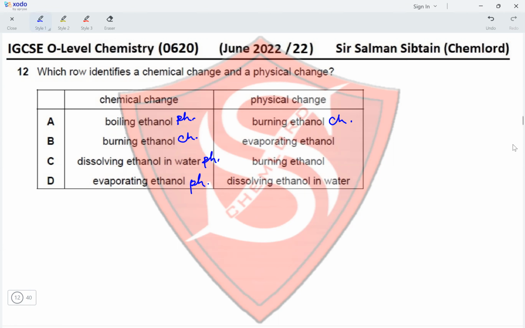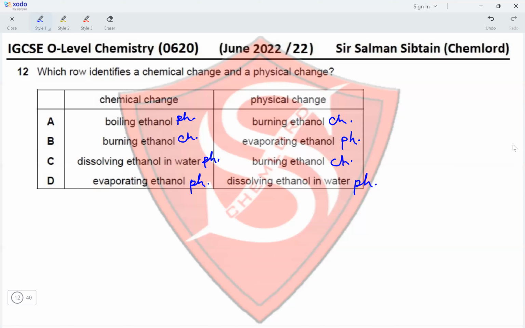Evaporating ethanol is a physical change because we are changing the state from liquid to gas. Burning ethanol again is a chemical change because combustion is a chemical change. And dissolving ethanol in water is a physical change because an aqueous solution of ethanol will form.